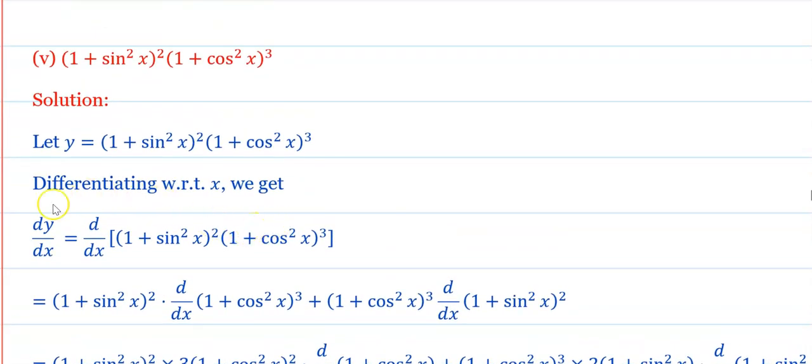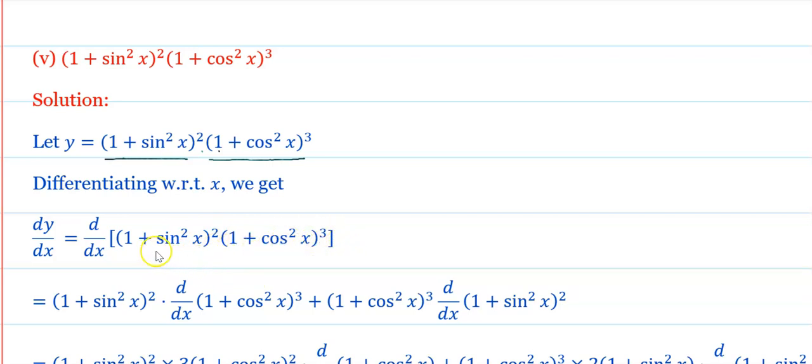Now the next question, y is equal to (1 plus sin square x) bracket square into (1 plus cos square x) bracket cube. Now what is here? U into V. We'll apply here U into V rule. Okay. Now differentiating with respect to x, that is d/dx of (1 plus sin square x) bracket square into (1 plus cos square x) bracket cube.